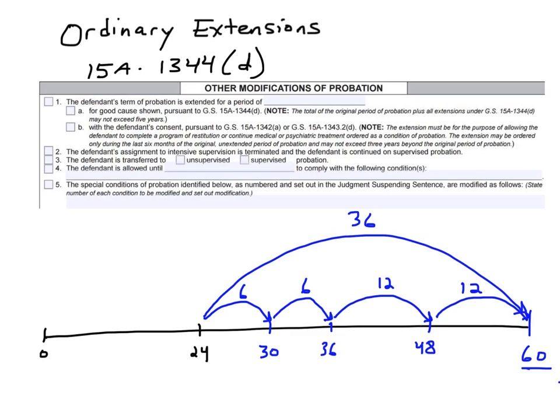And in terms of how that gets reflected on the modification order that extends the defendant's probation, we see here the relevant snippet from the Form 609, the modification order, and here the defendant's term of probation is extended for a period of, let's go back to our 36-month extension, 36 months. And we would note that this was done for good cause shown pursuant to 15A-1344(d), so our ordinary extension. And you can see that the note here reminds us that the total of that type of extension under 15A-1344(d) cannot exceed 5 years.